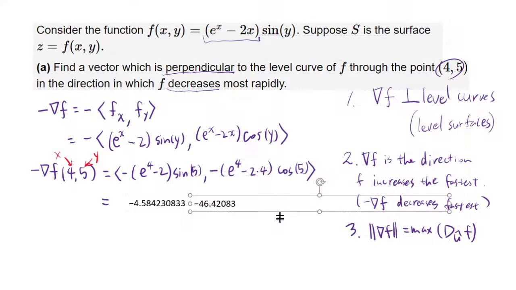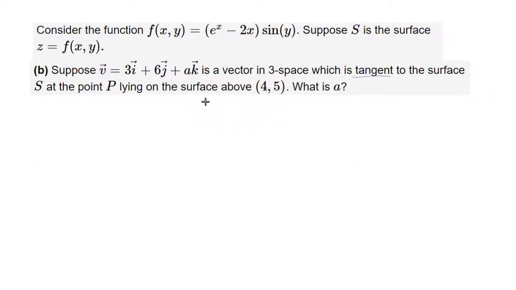And that's the vector. This question also has a second part, and the second part is asking for a vector tangent to the surface. So the surface in question is z equals e to the x minus 2x sine of y.